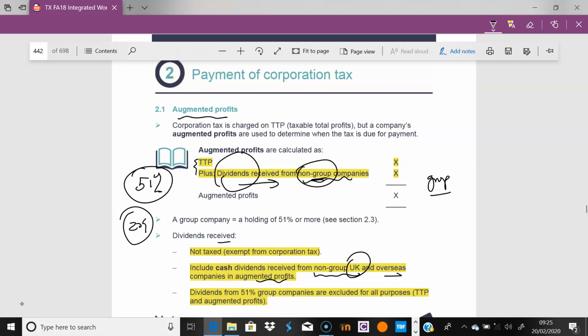So dividends we've received from non-group companies come into this calculation of augmented profits. Dividends from our group company are really our own profits, so we can't be taxing ourselves twice. That's really the issue. They are external. So overseas, less than 50%, are external to us, so we include them in this augmented profits calculation.